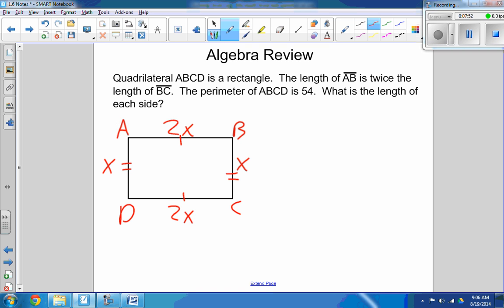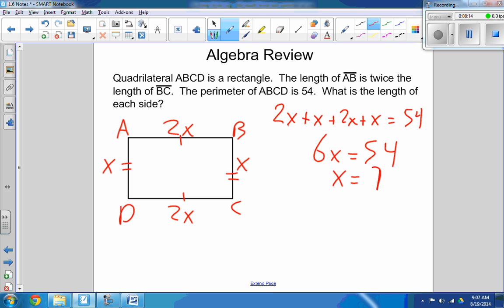The perimeter of the rectangle is 54. Remember, the perimeter is the sum of all the sides. So what's the length of each side? I'm going to add up all the sides. 2x plus 2x plus x plus x equals the perimeter, which is 54. That's 6x equals 54. So x is 9. Now I plug that in. This is length 9. This is length 9. 2 times 9 is 18. 2 times 9 is 18. And that is the end of this lesson.